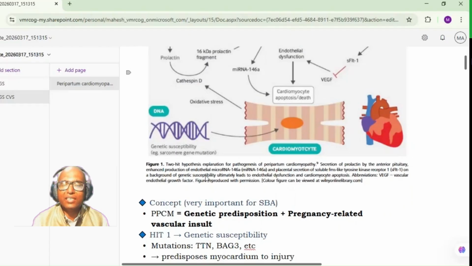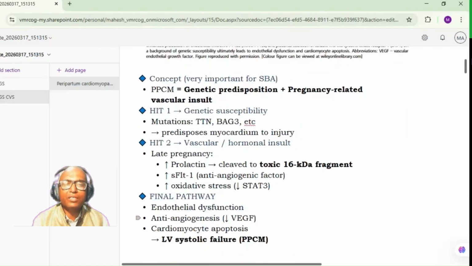Here the same thing is given in the TOG in this particular figure. The basic concept here is that there is a genetic susceptibility and a pregnancy-related vascular insult. The first hit is because of genetic susceptibility. There are mutations which have been noted like TTN, BAG3, etc. This predisposes the myocardium to injury, and hit 2 is because of the vascular and hormonal insult.